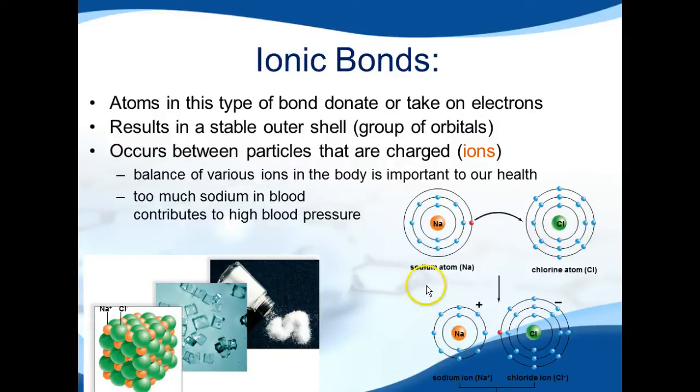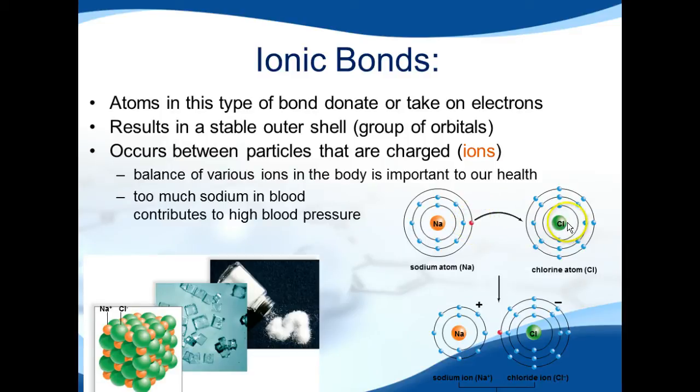What you see here is an example of an ionic bond between sodium atoms and chlorine atoms. So this sodium atom, if we take a look at its electron composition, in its outer shell has 1 electron in it. Well, 1 electron is not the same as 8 electrons. Remember, 8 electrons is the goal. So ideally, sodium would like to get rid of 1 of its electrons.